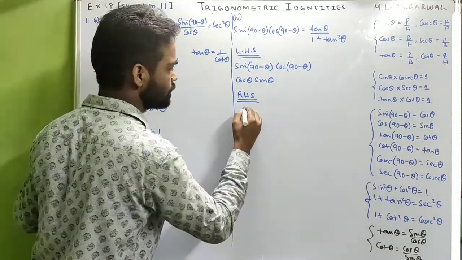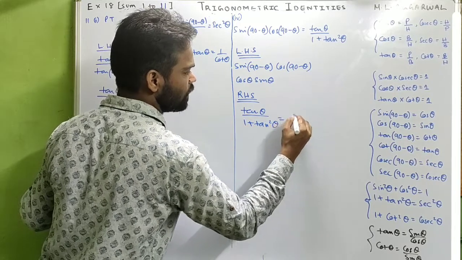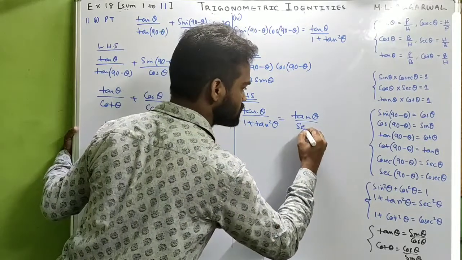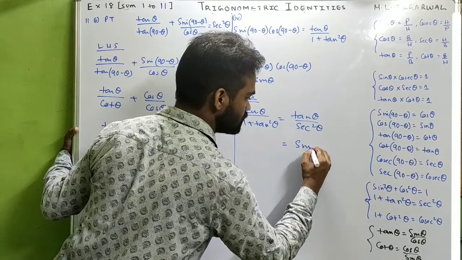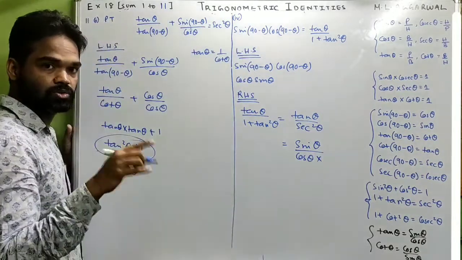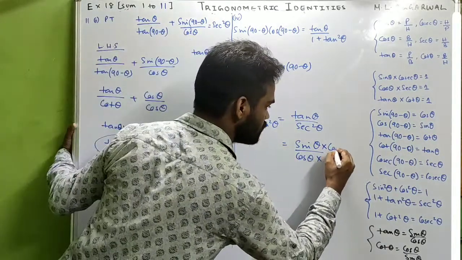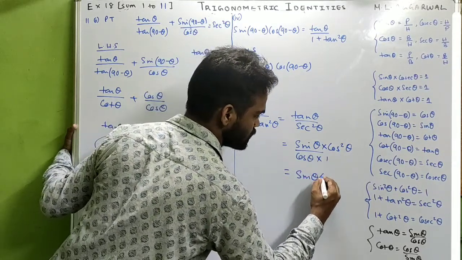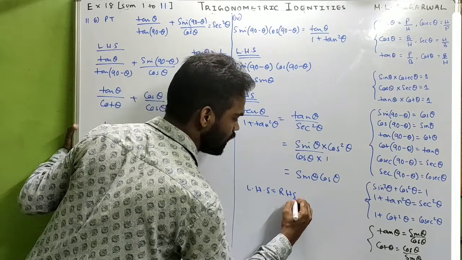Just look over here. This is tan theta by 1 plus tan square theta. Now, we know the identity: 1 plus tan square theta is nothing but sec square theta. Now, tan theta is nothing but sin theta by cos theta, and sec square theta will be 1 by cos square theta. So one cos cancels out. So what remains? Sin theta, cos theta, which means your LHS is equal to RHS.